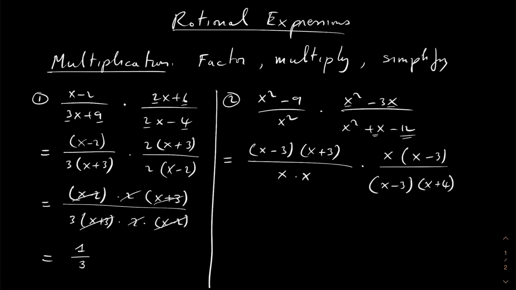Just extend the fraction bar here, and then go to step 3, which is to simplify out any common factors. We're going to have x minus 3 and x minus 3 gone, x and x gone. So our final answer here is (x plus 3) times (x minus 3) divided by x times (x plus 4), and that's done.